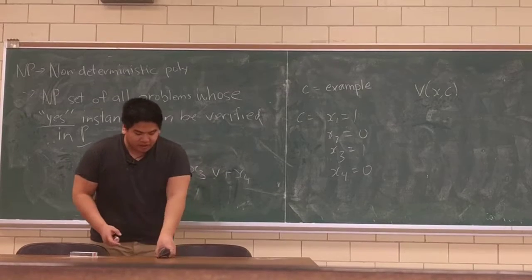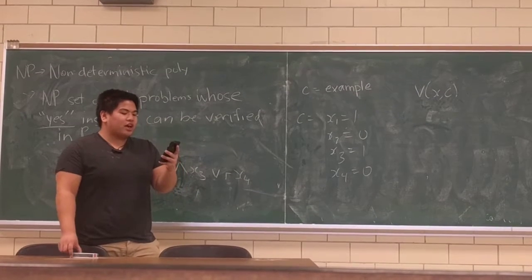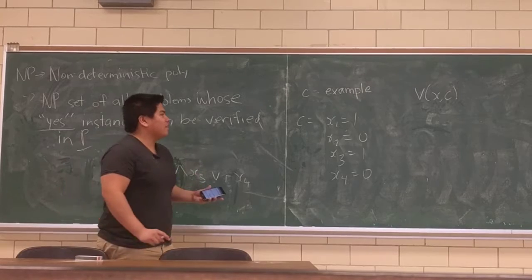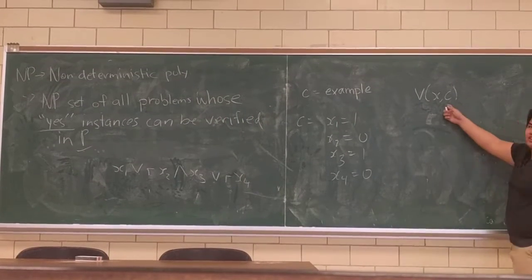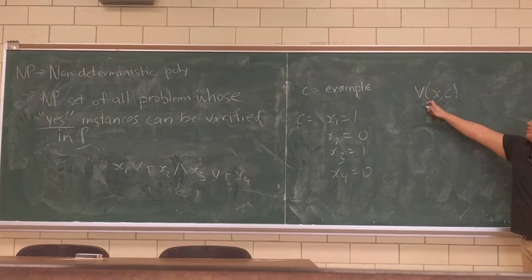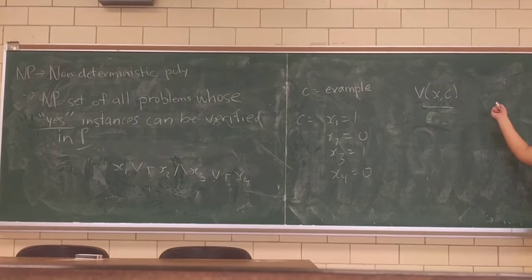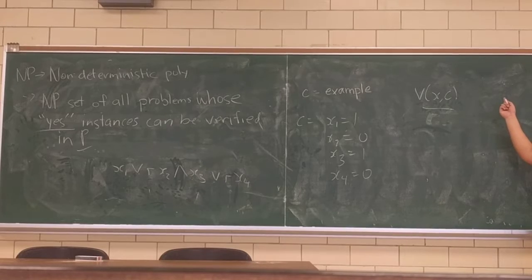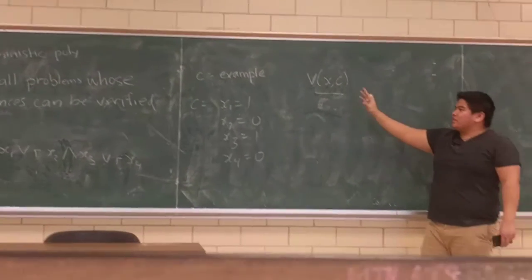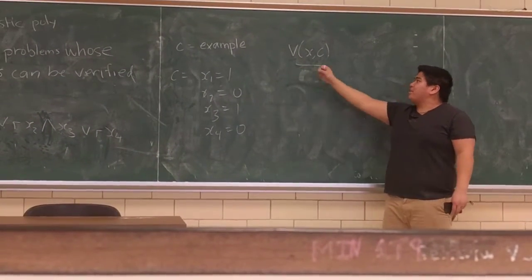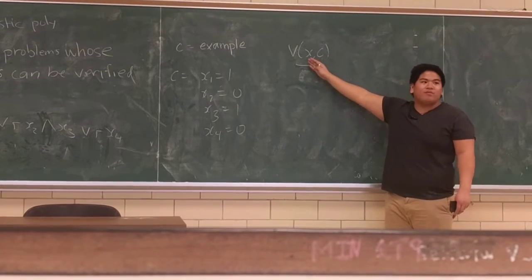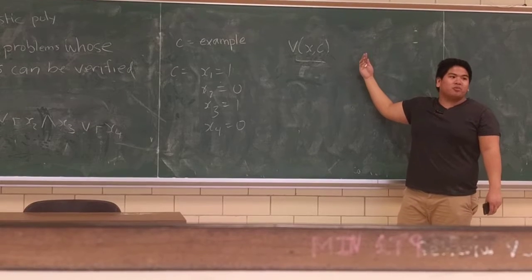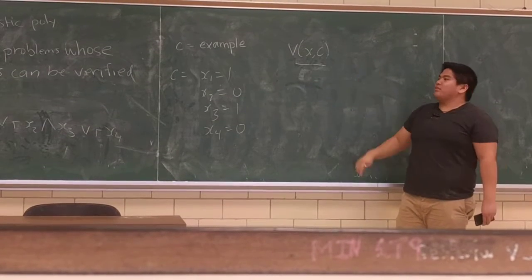I think another clearer way that she put it in the slide was that it's in NP if there exists a C such that this V of X will output true in polynomial time. Is that a more clear explanation? That means this problem is in NP if there exists at least one C such that if I plug it into this verifier, it will output true in polynomial time. That's what NP means, right?